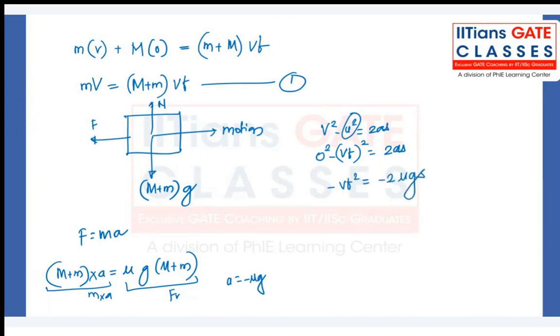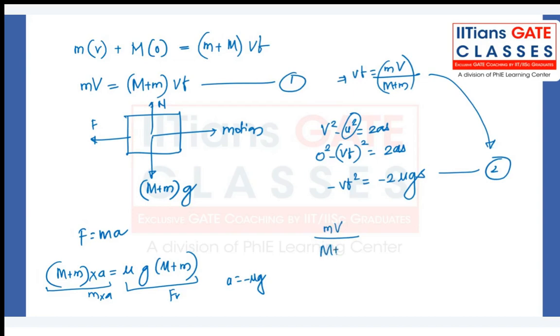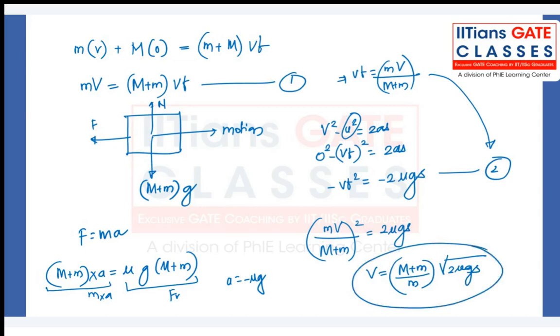And from the first equation, what is Vf? Vf is equal to mass times velocity divided by capital M plus m. So if I put it into the second equation, (mass times velocity divided by capital M plus small m) whole square is equal to 2 mu gs. So v in this case will be (capital M plus small m) divided by small m into under root of 2 mu gs. Okay, so this is the final answer in this case. Any doubt? Is it clear to you all?